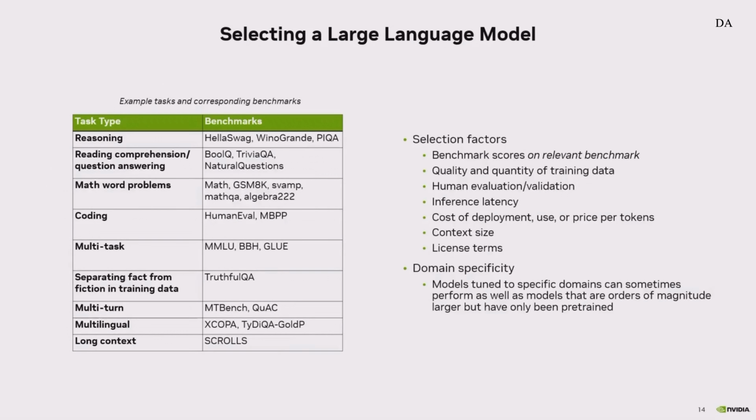What are some of the factors that you need to consider when you're selecting a large language model? One of the important ones is to take a look at benchmark scores on a relevant benchmark. On the left, you'll see a table with different task types like reasoning or reading comprehension / question answering, math, coding, and so on. So if your application is using a large language model for reasoning, you might, for example, use HellaSwag. Or for coding, you might use HumanEval and MBPP.